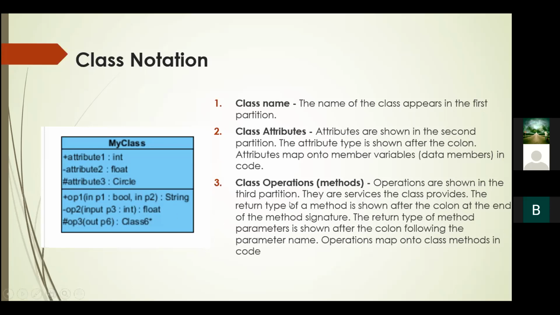Operations are shown in the third partition, they are the services the class provides. The return type of a method is shown after a colon at the end of the method signature. The return type of the method parameters is shown after the colon following the parameter name. Operations map onto class methods in code. So ito yung mga parameters na meron tayo. Okay? Kasi usually kapag tatawagin natin yung class na yon, kailangan niya ng return type.